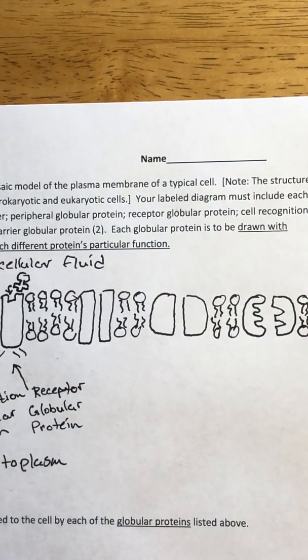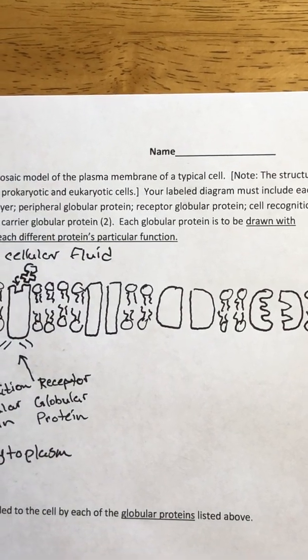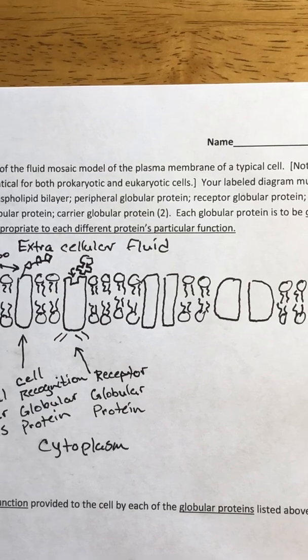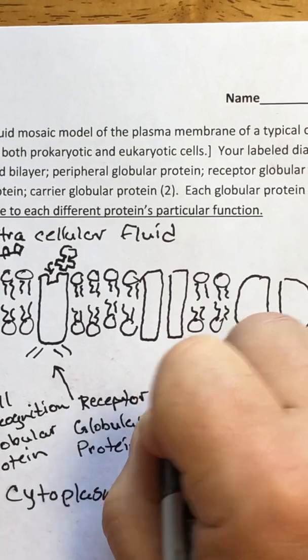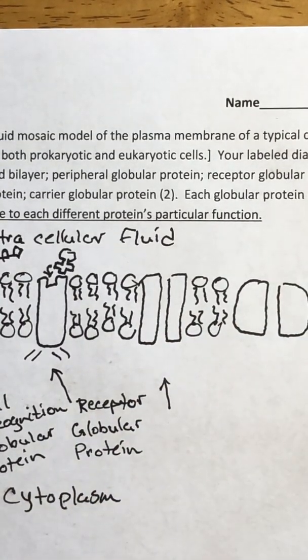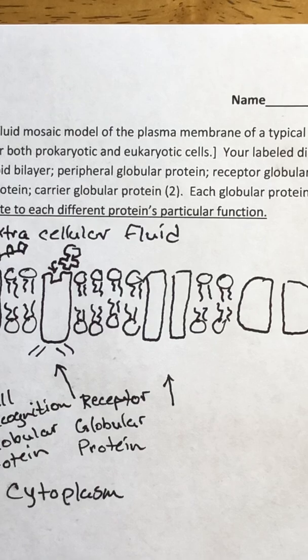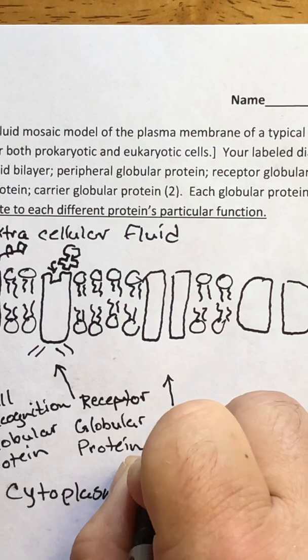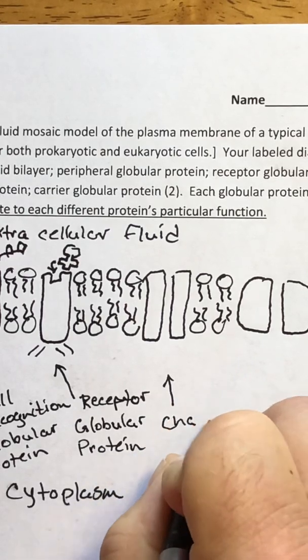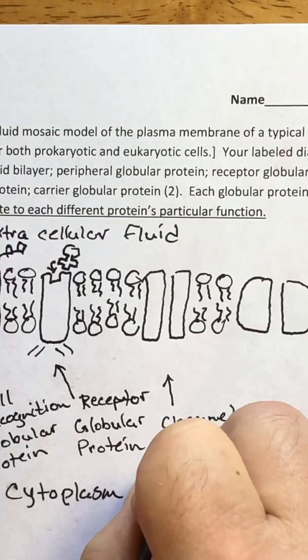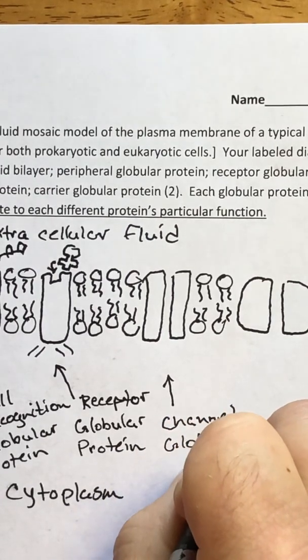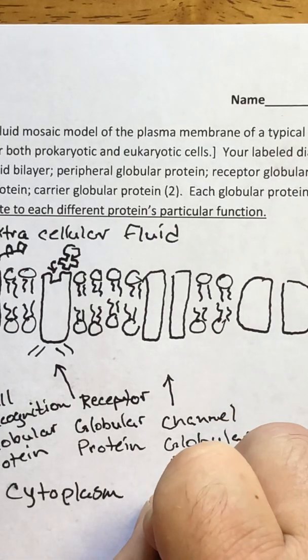Alrighty, so we've got our globular proteins drawn in now. Let's back up and label these and talk a little bit about the functions of each of the globular proteins. All three of these are involved in molecular transport. And again, remember, the major function of the plasma membrane is to control what comes into and out of the cell. So the first one that's involved in molecular transport is called the channel globular protein.